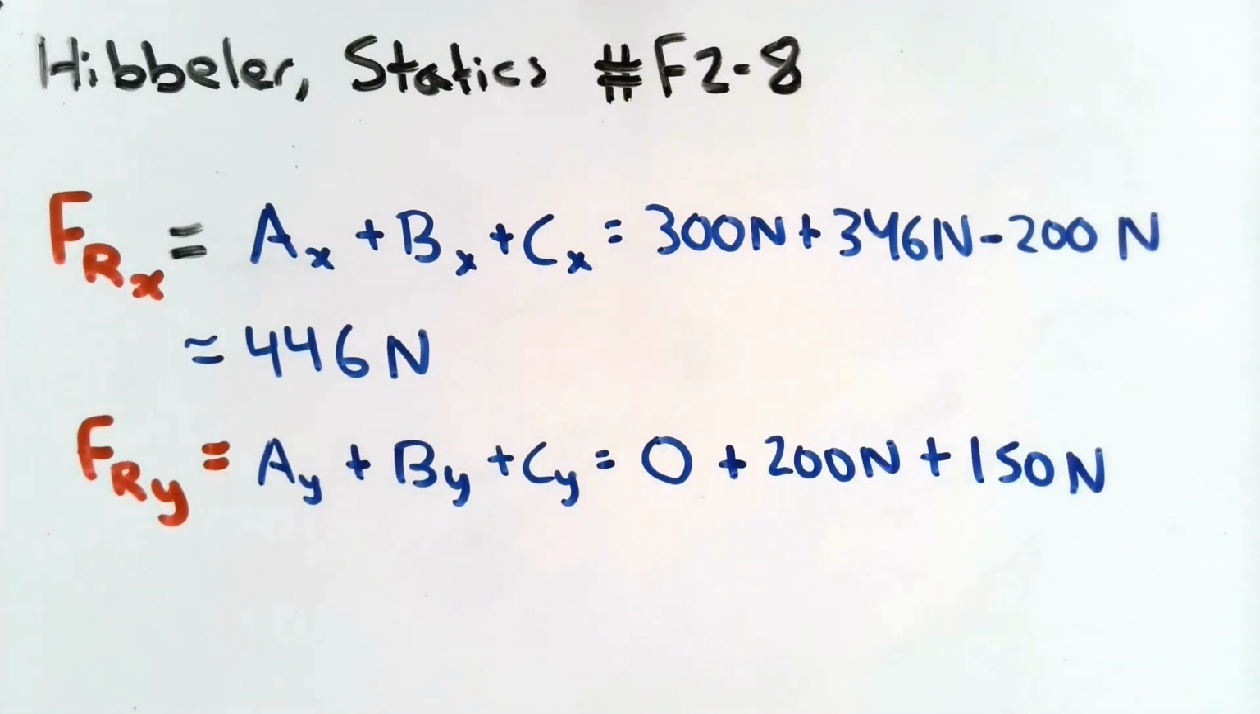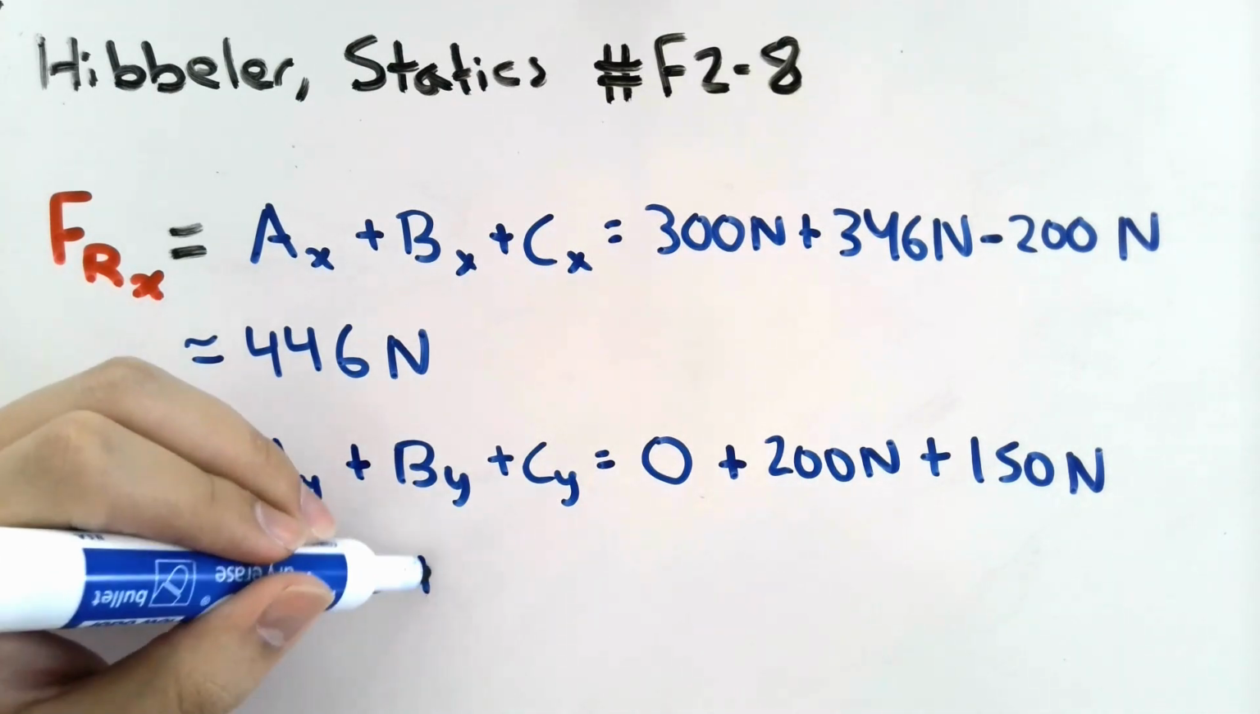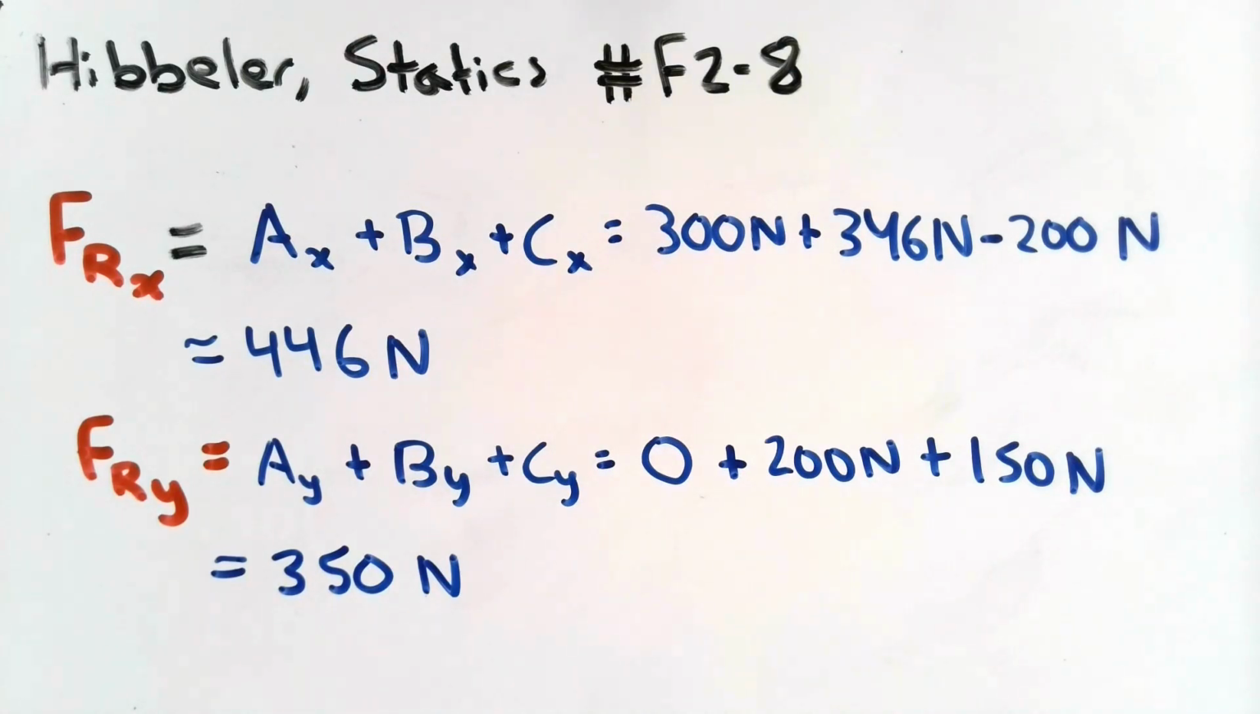The y component of my resultant force will be equal to the sum of the y components of my individual vectors. That is 0 plus 200 newtons plus 150 newtons. This gives us the x and the y components of my resultant force, 446 newtons and 350 newtons respectively.